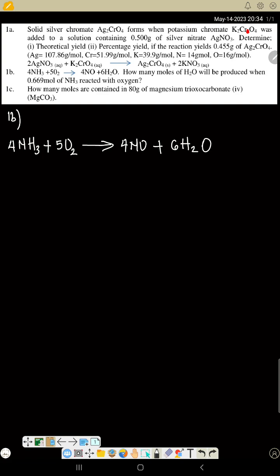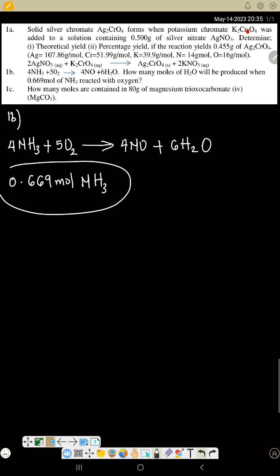So now, how many moles of H2O will be produced when 0.669 mole of ammonia reacted with oxygen? That means we want to go from moles of ammonia to moles of water. So now let's go from here.